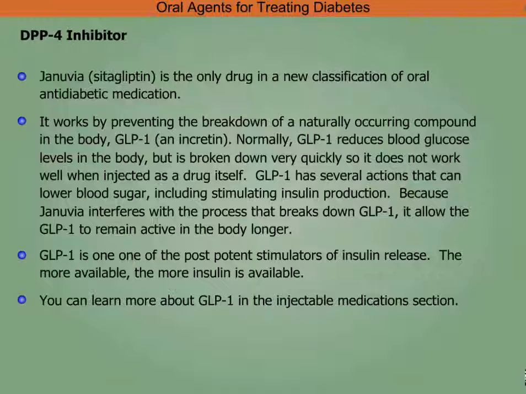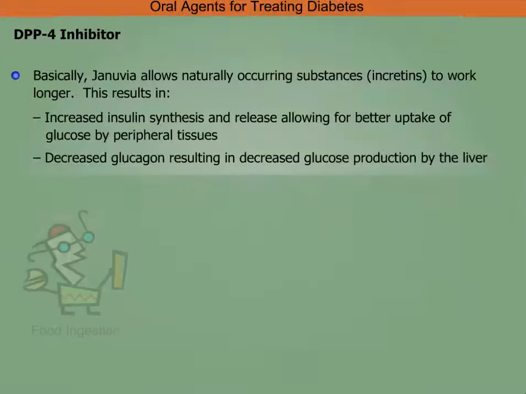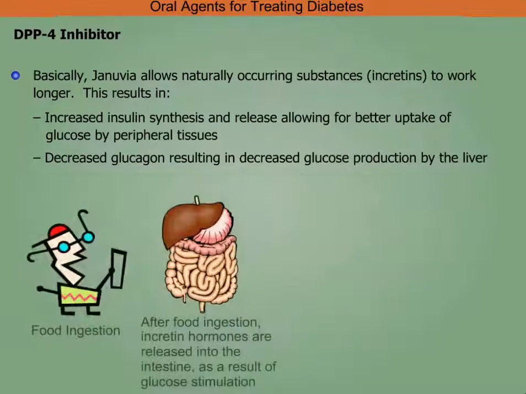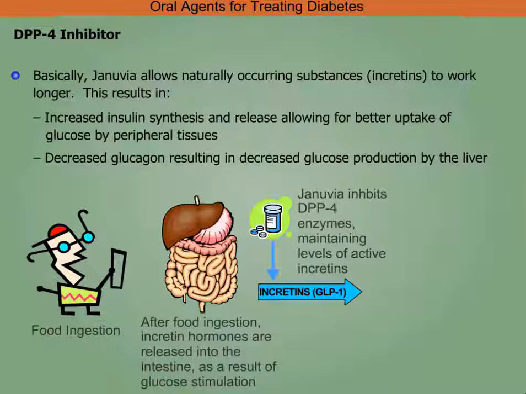DPP-4 inhibitor. Basically, Januvia allows naturally occurring substances to work longer. This results in increased insulin synthesis and release, allowing for better uptake of glucose by peripheral tissues. Decreased glucagon, resulting in decreased glucose production by the liver. After food ingestion, incretin hormones are released into the intestine as a result of glucose stimulation. Januvia inhibits DPP-4 enzymes, maintaining levels of active incretins.